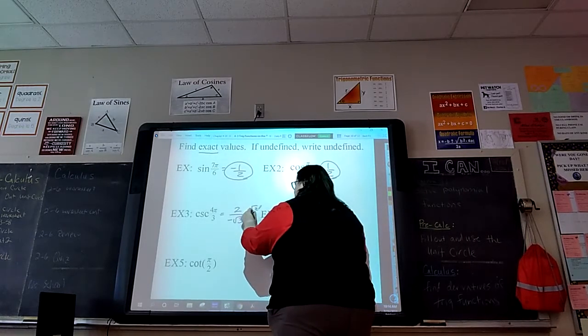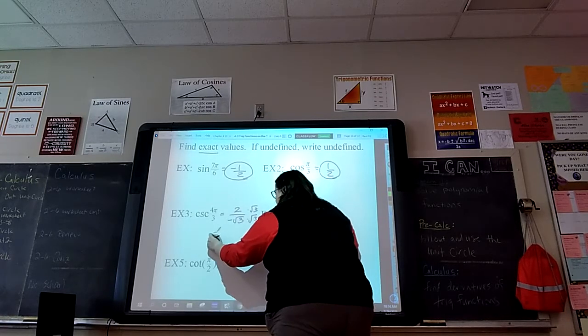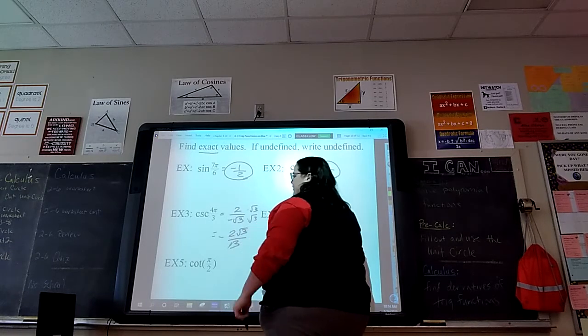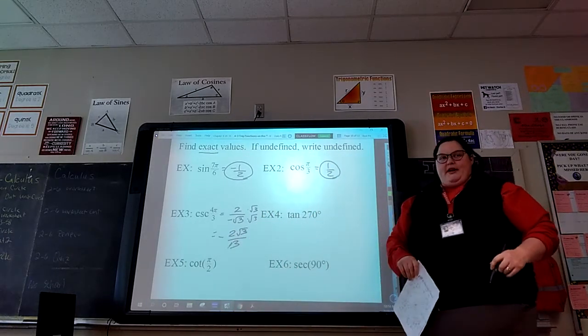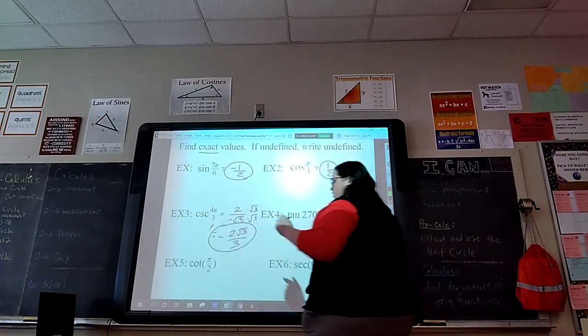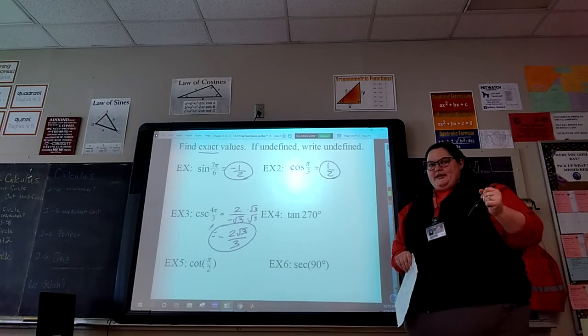So sometimes you do need to do a little bit of work. So this one will change to, and you just put the negative out in front, 2 square root of 3 over 3 for cosecant of 4 pi over 3. Does that make sense?